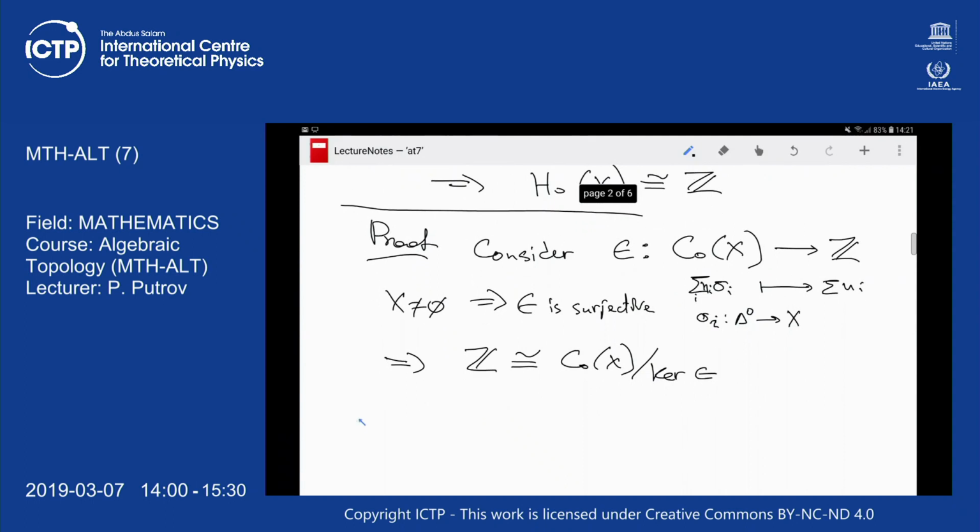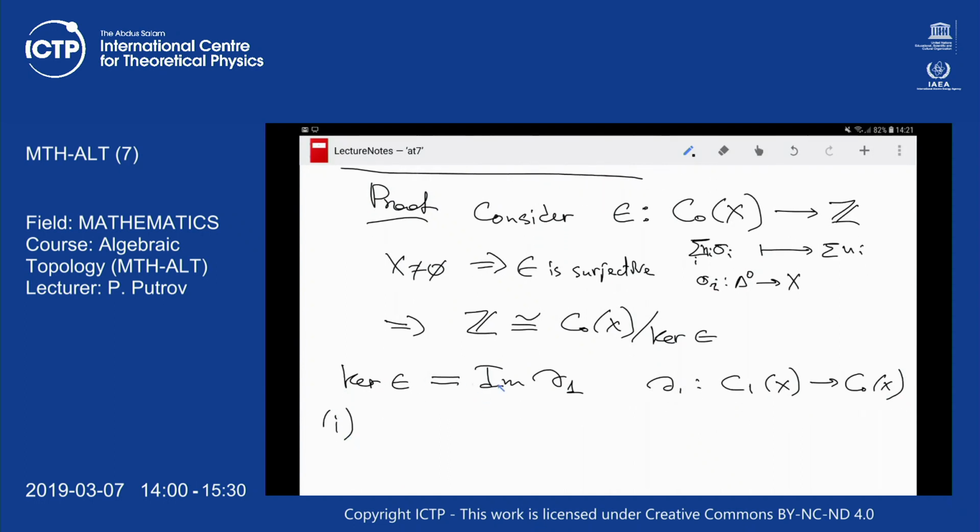Okay, so now we want to show that the kernel of the map epsilon is the same as the image of D1. D1 is the boundary map, which acts from C1 of X to C0 of X. So how do we show it? Let's split the statement into two statements. First, let me show that the kernel of epsilon contains the image of delta 1.